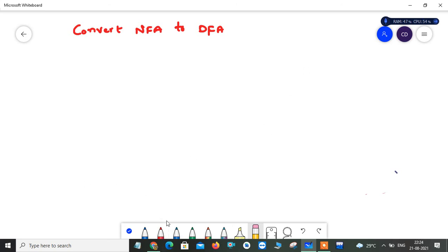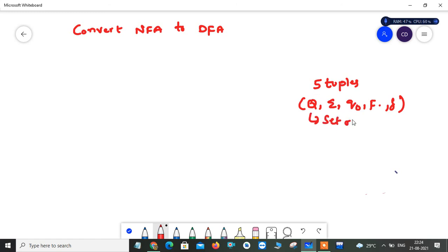The formal definition for both NFA and DFA is similar: it consists of 5 tuples, namely Q, sigma, Q naught, F and delta. So the formal definition for both is the same. Q is the set of all the states in your finite automata, and sigma is the set of input symbols. We can call them terminals.